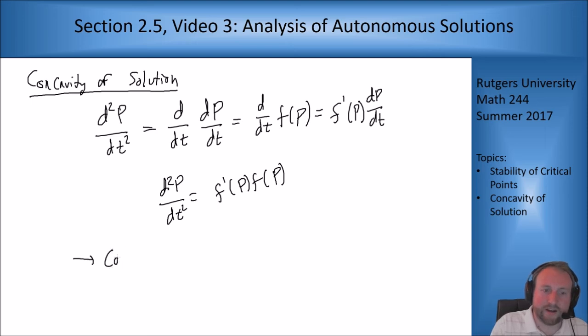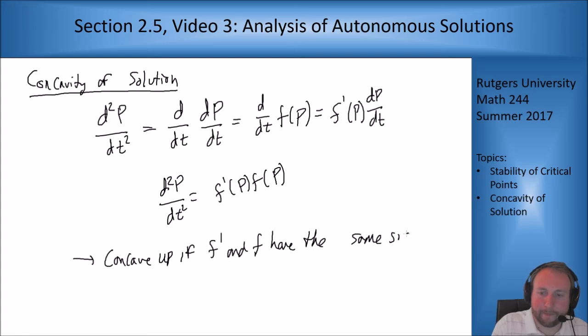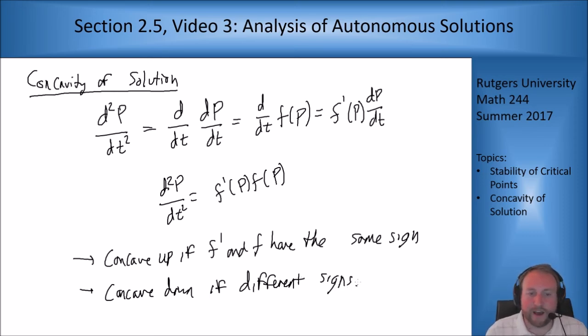So we get concave up if f prime and f have the same sign, concave down if different signs. Which means if f is positive and increasing, we're concave up. If it's positive and decreasing, we're concave down. And same thing with things being negative.